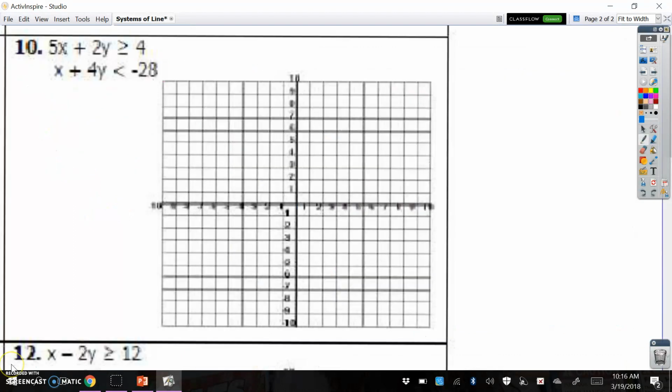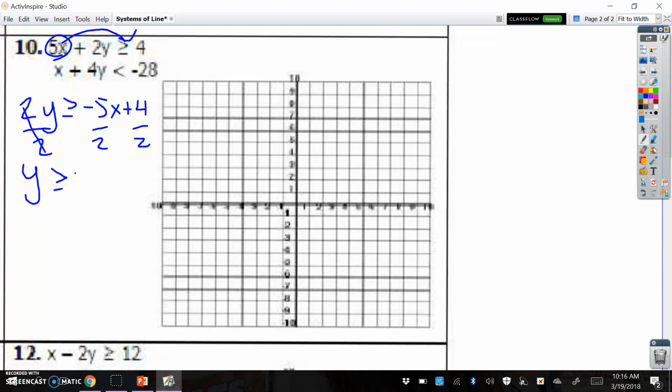Next one, we need to move that x over. So we have 2y greater than or equal to negative 5x plus 4. Divided out by 2. We have y is greater than or equal to negative 5 over 2x plus 2.